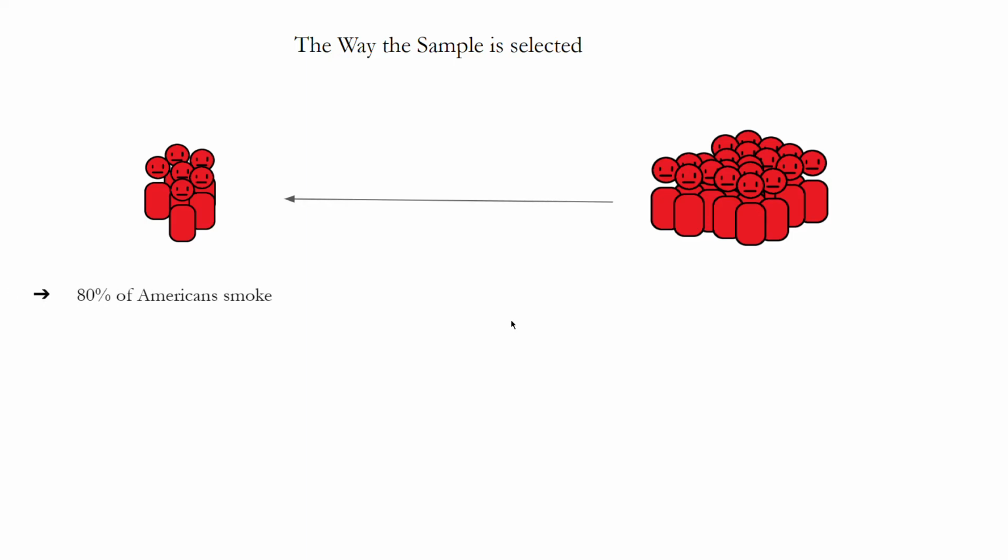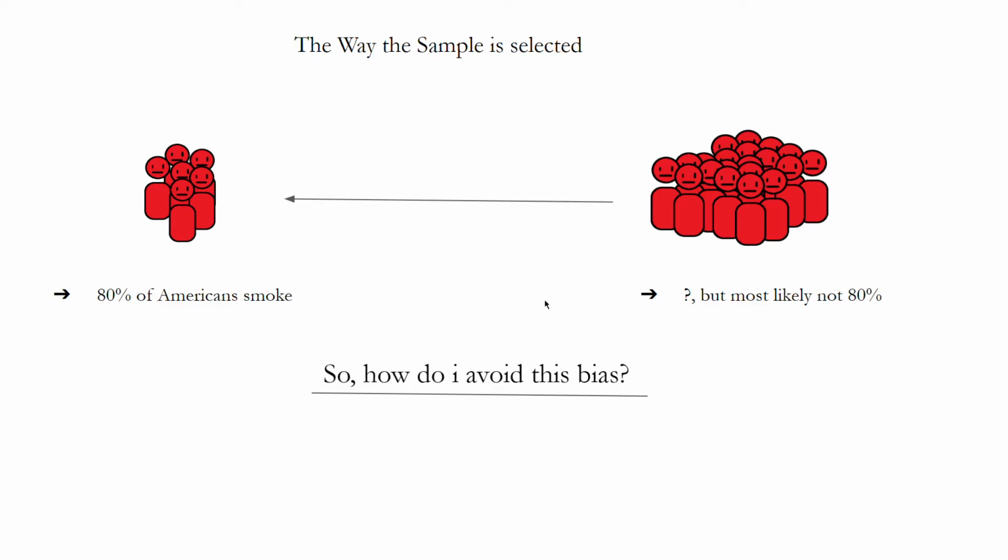Okay, the way the sample is selected. Let's say this is the whole population of America. You take a sample of 100 people from street X. Most of the people who live in street X smoke, and you ask each and every person whether they smoke or not. The statistic is that 80% of them smoke. Now, can you assume that the parameter is also that 80% of them smoke? We still do not know, but it's most likely not 80%.